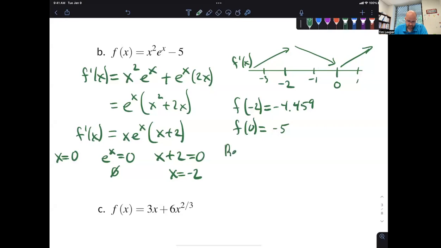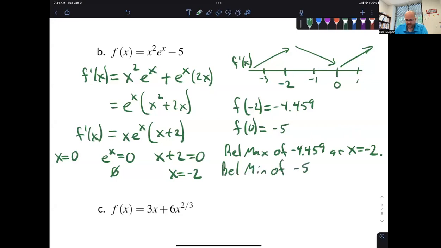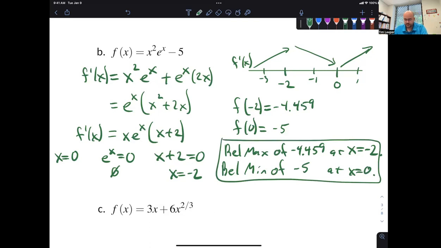So there is a relative maximum of negative 4.459 at x equals negative 2. Now, if it's the coordinate, just say it's a relative maximum at negative 2 comma negative 4.459. That works as well. And then if you have a relative minimum, it is a relative minimum of negative 5, and it occurs at x equals 0. And there we go.